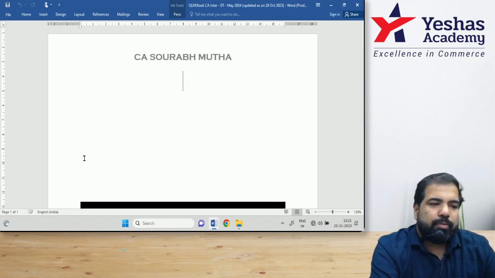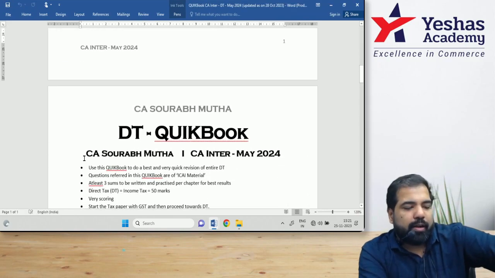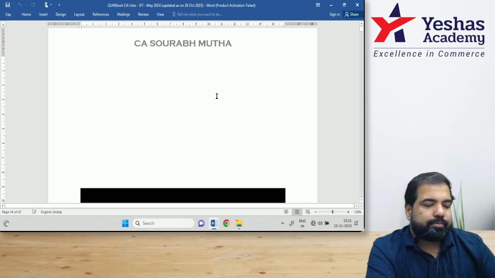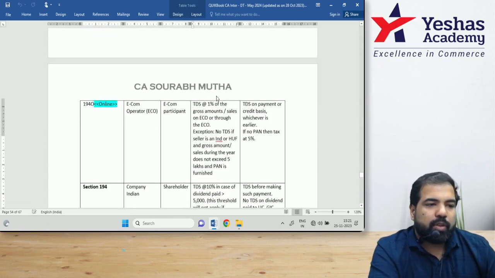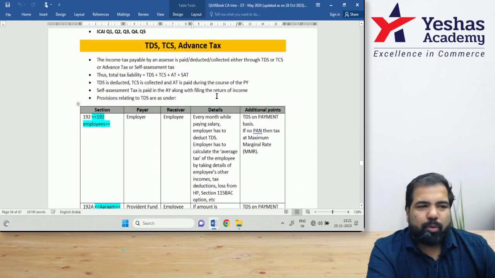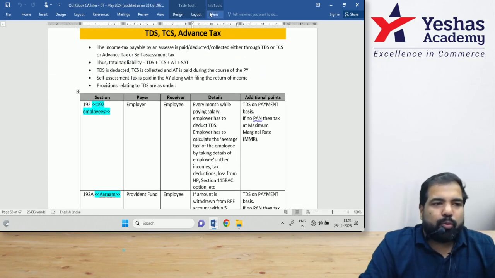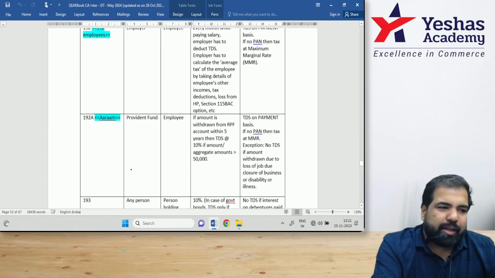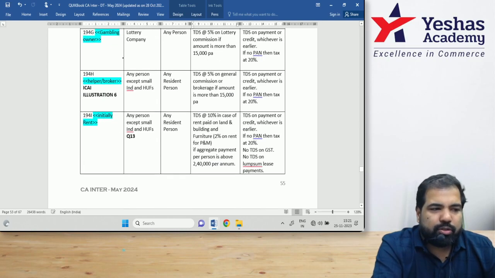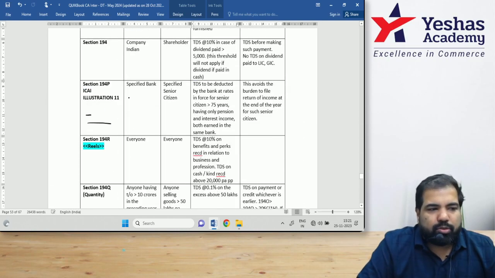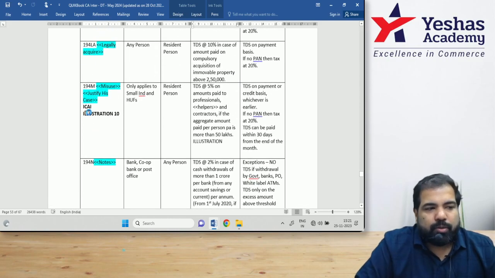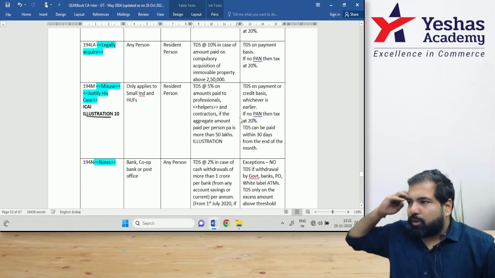This is the Quick Book. This is for your exam, and in that, this is the chapter. This one is on TDS, TCS, and advanced tax. Should you use the Quick Book? You don't need to because you have handwritten notes. But if you want to, the better part about the Quick Book is that every time there is some discussion and there is an ICAI illustration or an ICAI question, it is mentioned here like this. So when you finish a particular part, you will see a question here. If you want to do that kind of recap or revision, you could use the Quick Book.